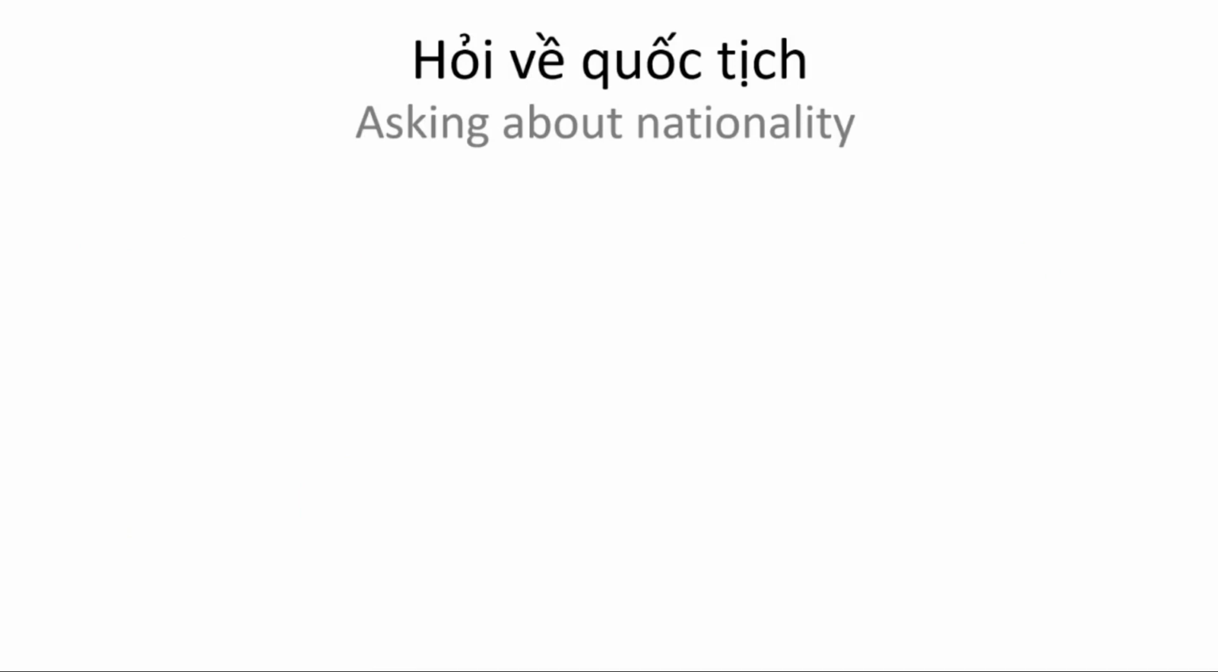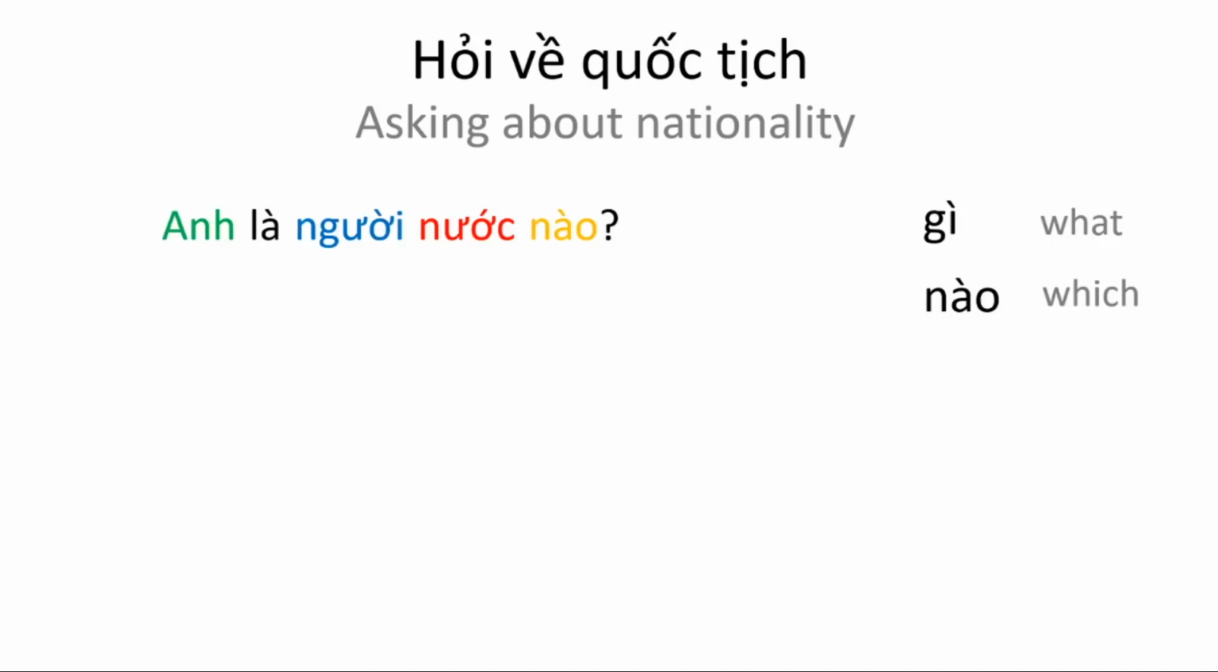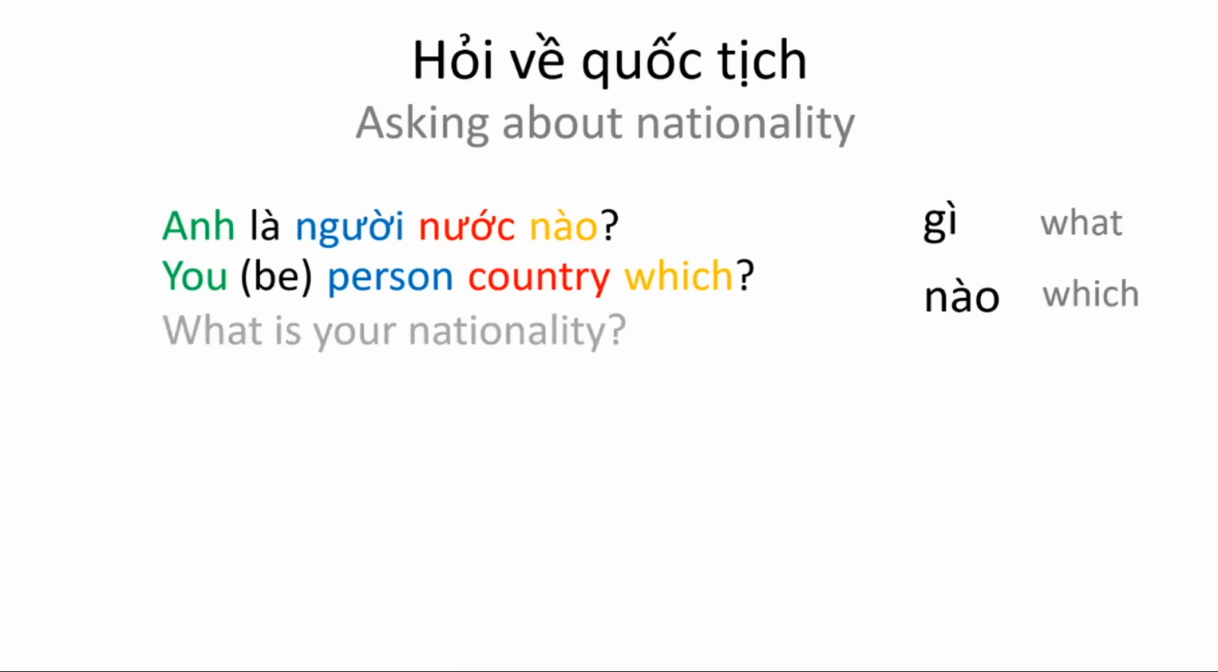Hỏi về quốc tịch. First, a couple of question words. Gì, meaning what. Nào, meaning which. Anh là người nước nào. Word for word is you, verb to be, person, country, which. So here you'll notice that the question words typically, but not always, come at the end of the sentence. Literally, this means, what is your nationality?